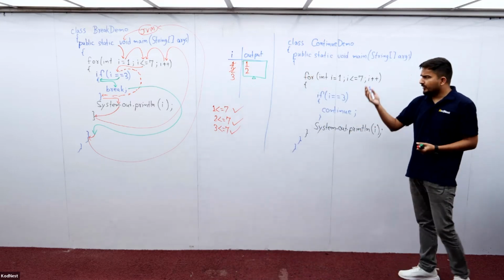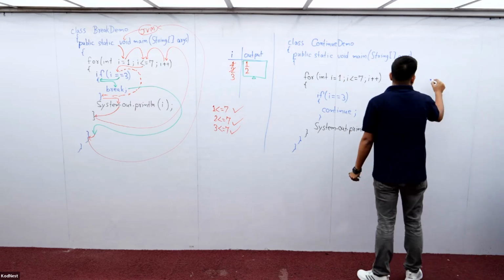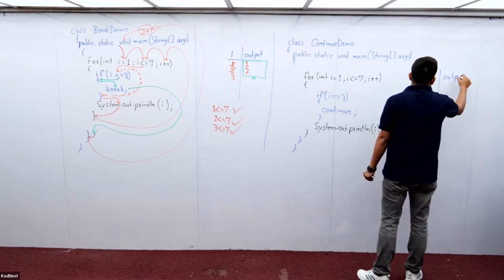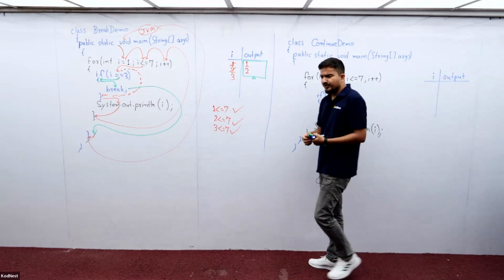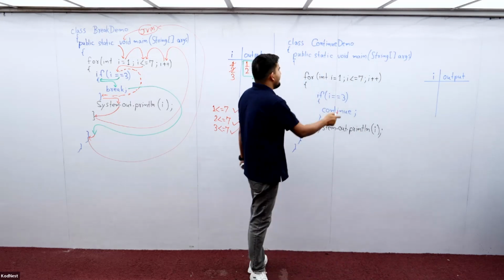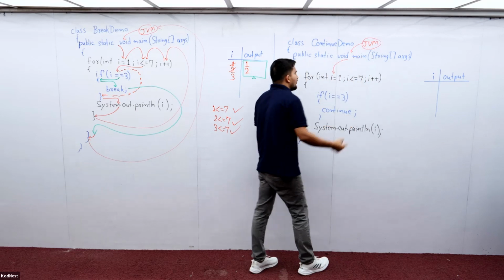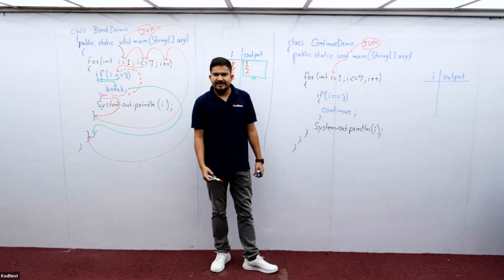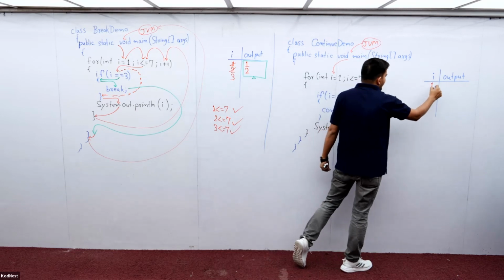Again, the same steps we will follow. We will make a table having the variable name, I, and one column for the output. The program is going to start when the JVM calls the main method. As soon as control enters the main method, it finds a for loop. The very first thing in the for loop is the initialization. The value of I we are giving as 1, so I will get the value 1.